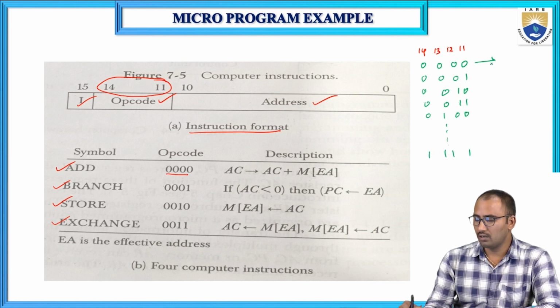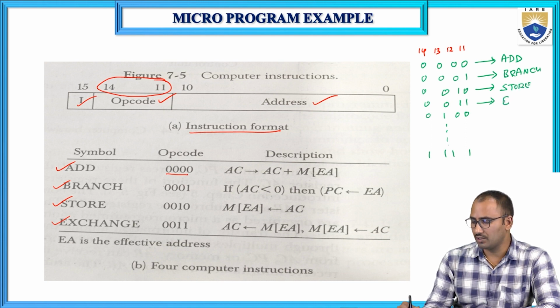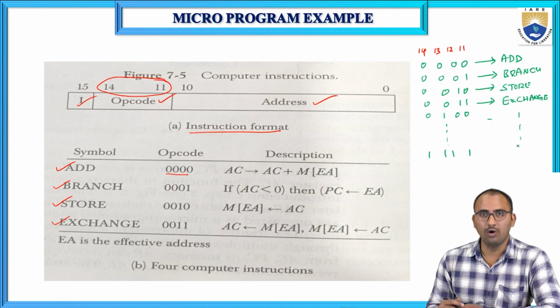When all the bits are zeros, it performs one operation. In the next sequence 0001, it performs another operation, that is branch. In the next sequence, it performs store. In the next sequence, it performs exchange. Like that, it performs a total of 16 operations.